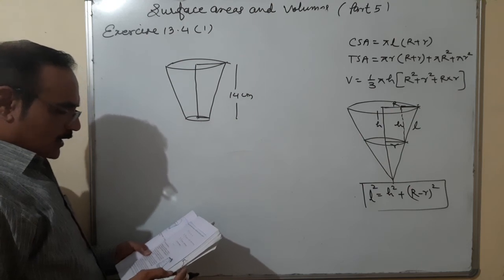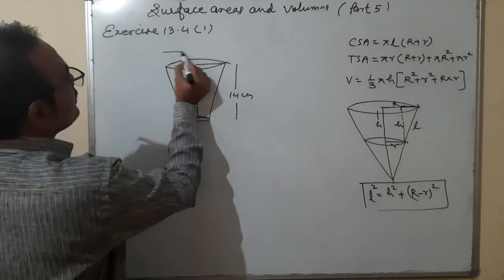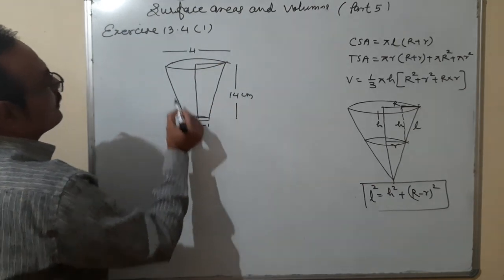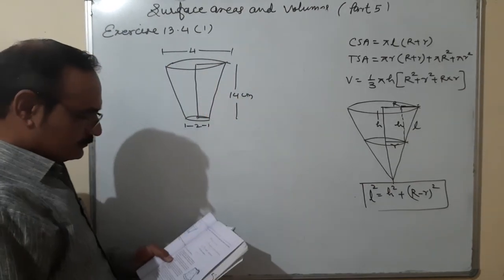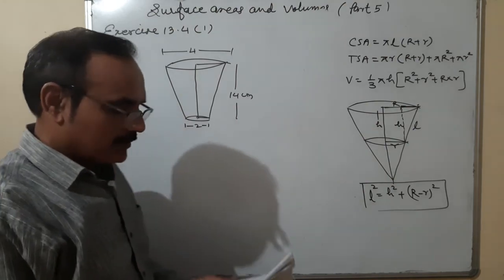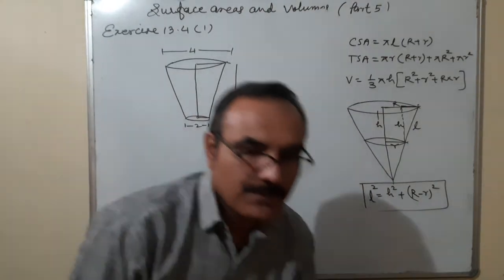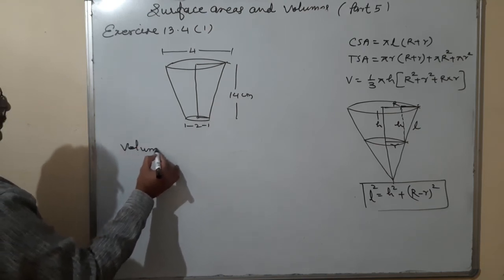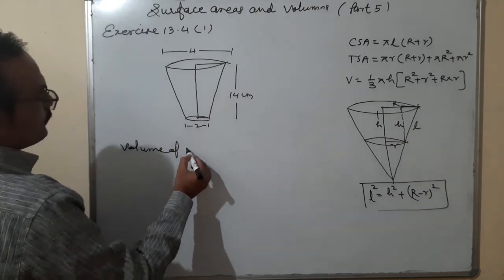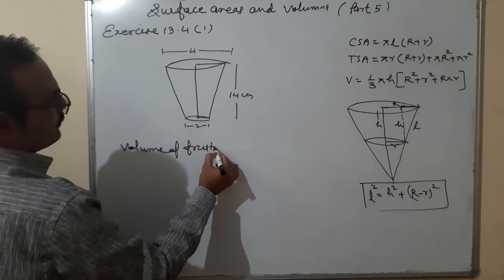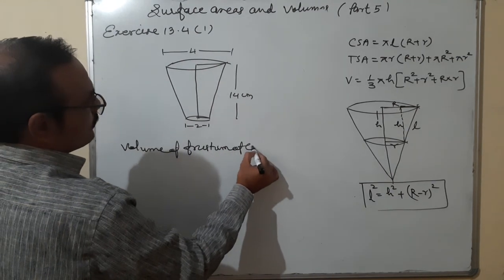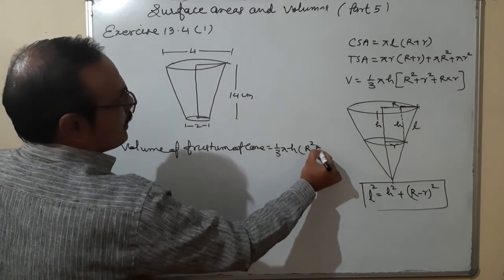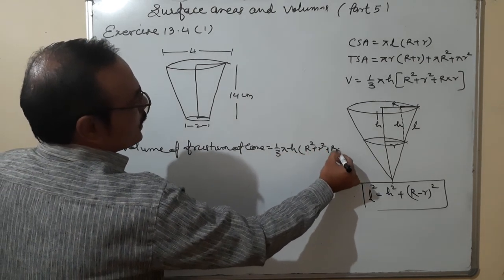The diameters of the two circular ends are 4 and 2. So diameter is 4 cm. This is 2. Okay. Find the capacity of glass. We are going to find the capacity, which means the volume. Volume of frustum of cone is 1/3 pi h (R square plus r square plus R into r).